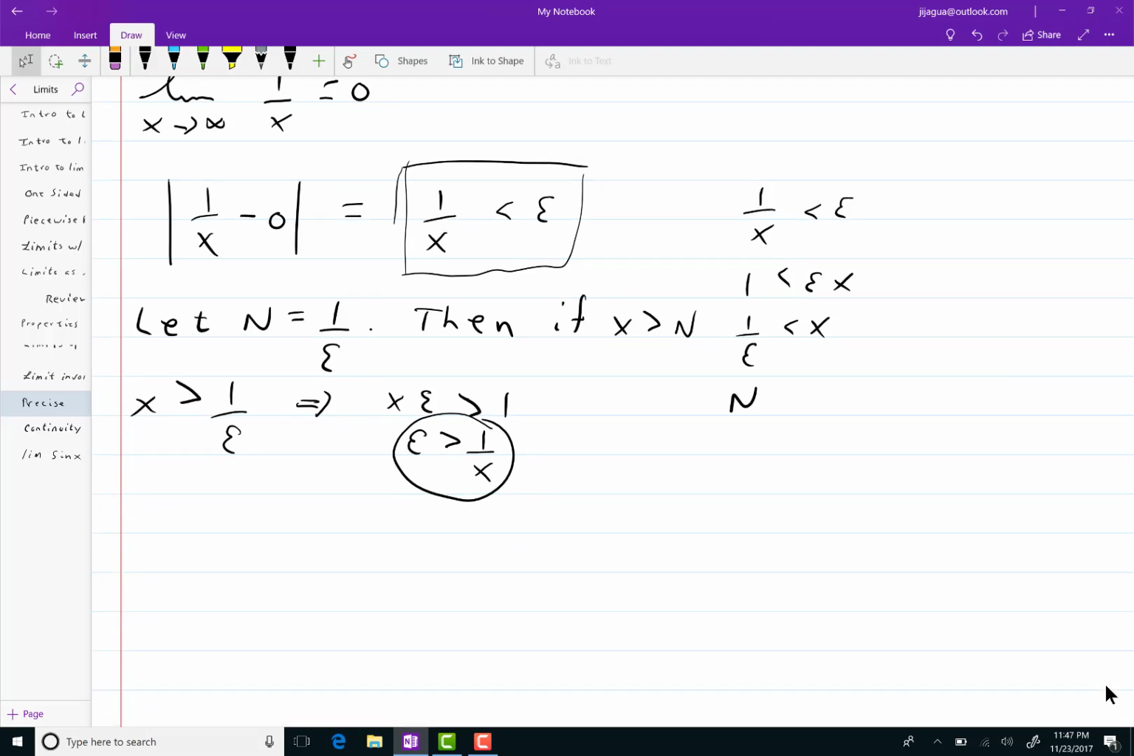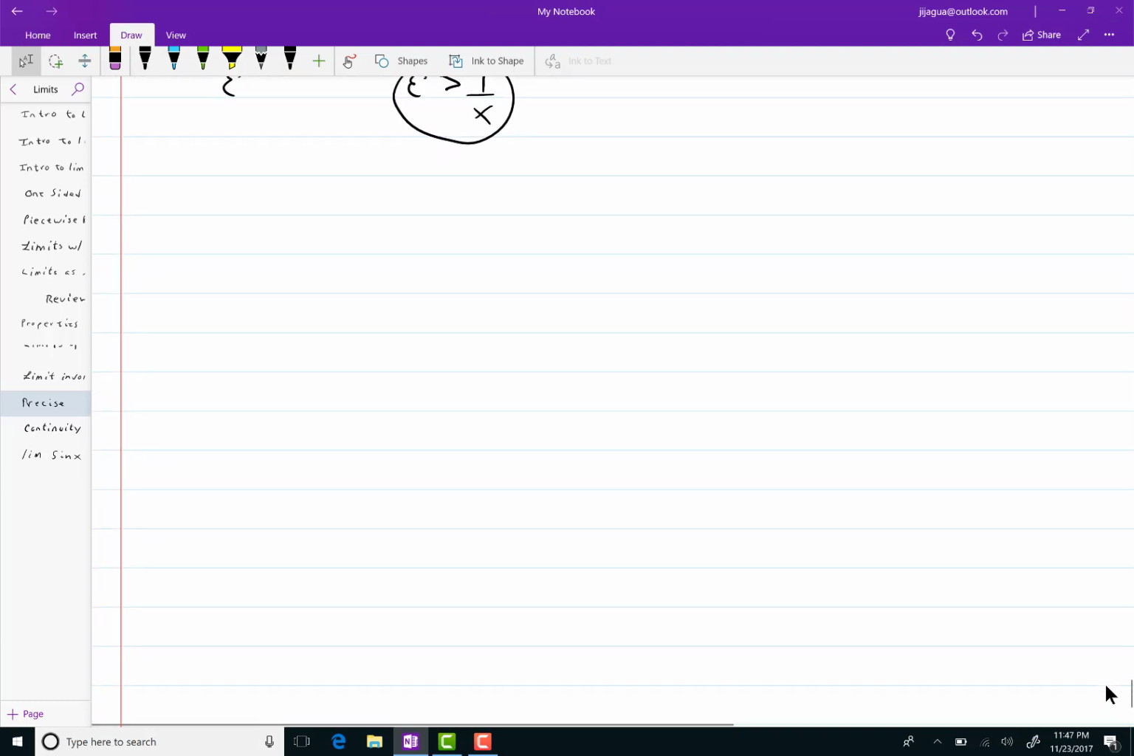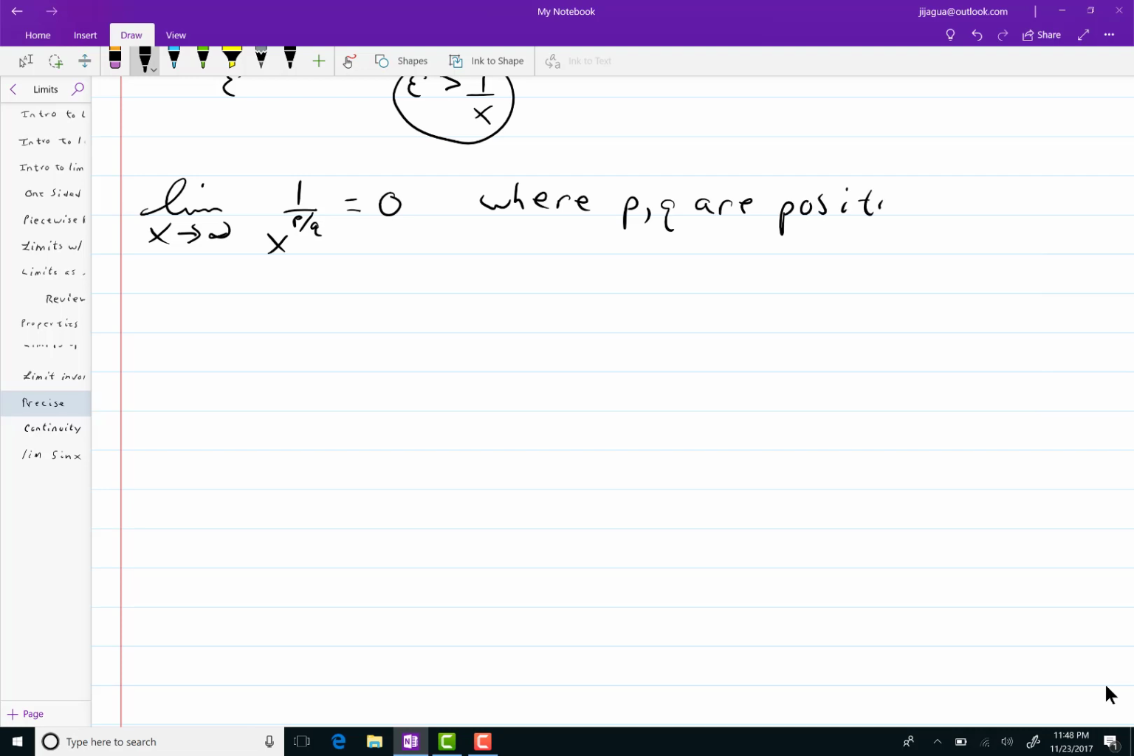Now, there are so many complications here. I don't know how much I want to go into heavy epsilon-delta stuff with this. I'll explain. Let me do the next one. I actually would like to prove this: the limit as x goes to infinity of 1 over x to the p over q equals 0, where p and q are positive integers. So I'm talking about rational exponents here. P over q would be a rational number.